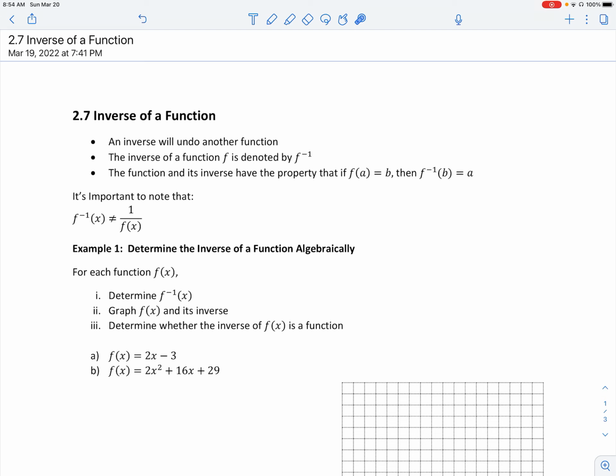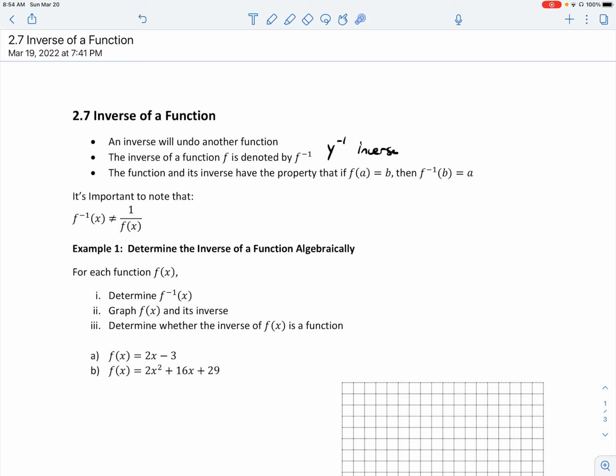Just to review real quickly, an inverse function will undo another function. Okay? Inverse functions are always denoted by the symbol f^(-1). So this is not an exponent, it's just a symbol used to describe the inverse of a function. We can also apply this to y, so y^(-1) also means inverse.